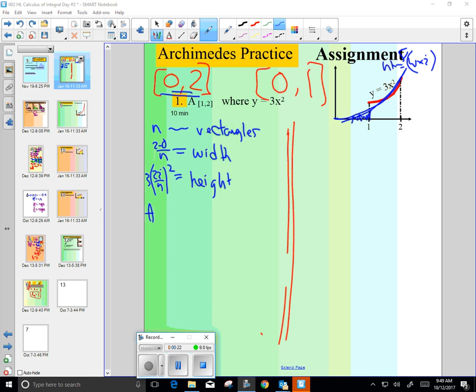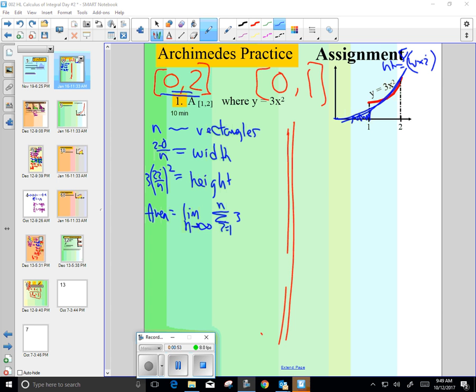So there's n rectangles. Width for the 0 to 2 part is 2 minus 0 over n. And then we're going to take the width times I, 2I over n, put it in for x, and get the height. So the area is going to be the limit as n goes to infinity. And you have to write all of these steps. It's a proof. The sum I goes from 1 to n of the height times the width.